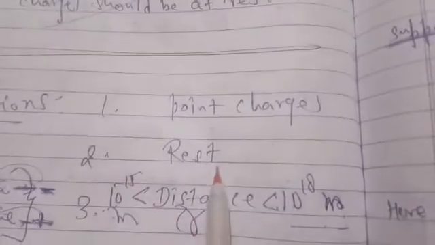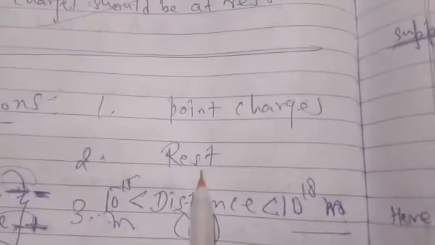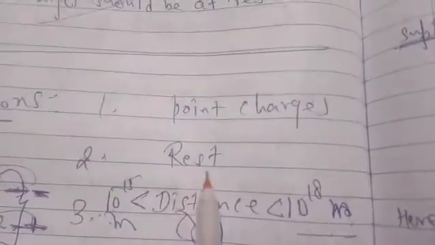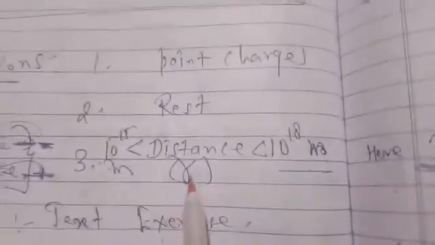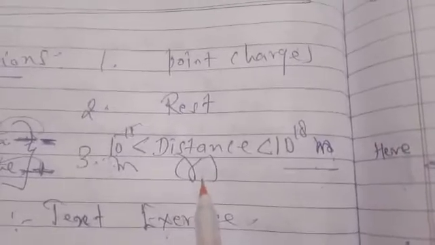Second one, it is also a condition or limitation. The second limitation is very important: the charge should not be in motion, it should be at rest. Third one, which is important to know, is how much the distance should be up to which the Coulomb's law can be applicable.